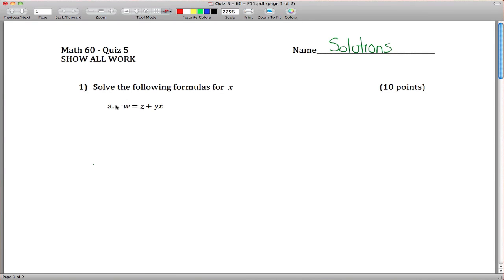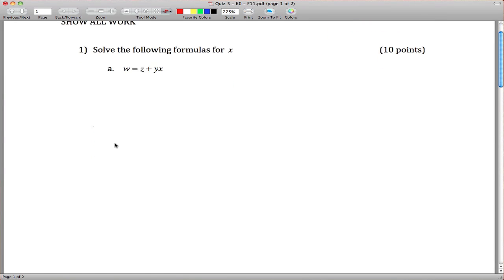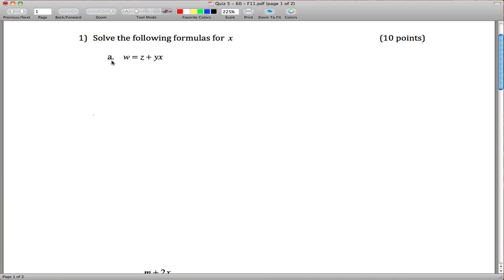Quiz 5, solutions for Math 60. Let's see, in part A of the first problem, we're asked to solve this formula for x. The way you solve this, first you want to subtract z from both sides.